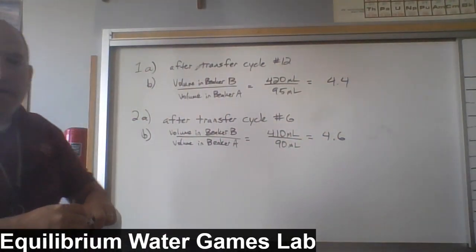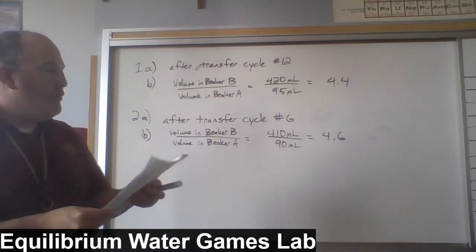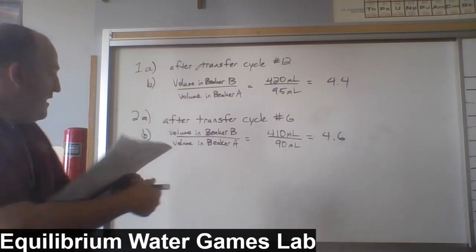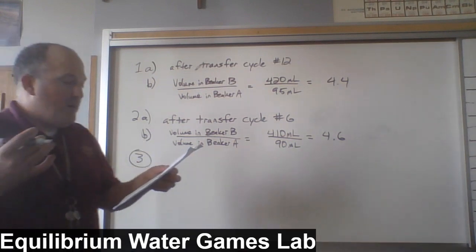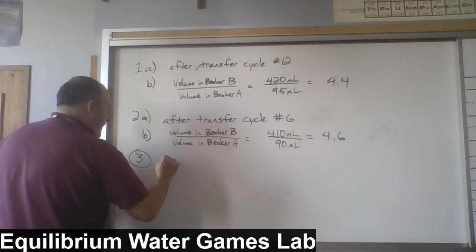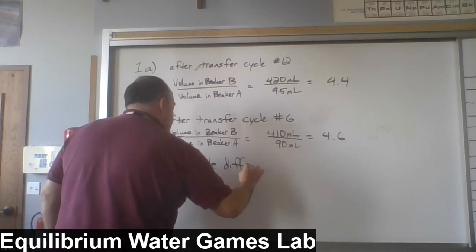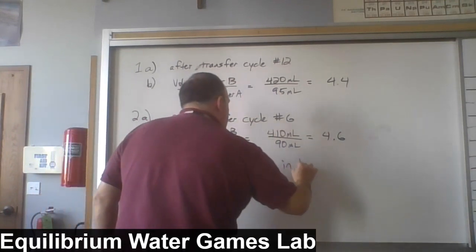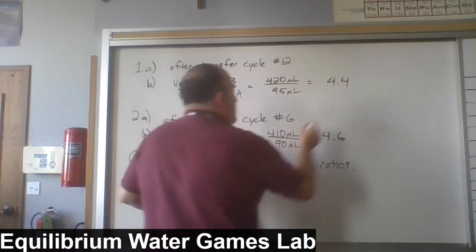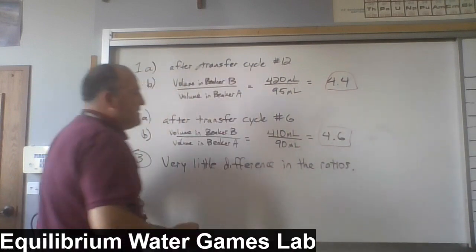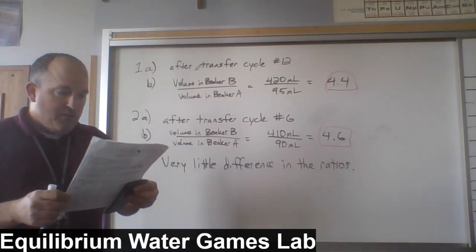Thank you. And I get 4.6 as the ratio. You don't need units for a ratio. So 4.4 as compared to 4.6. That's interesting. So question 3 is actually going to get us to compare your part 1 data to part 2 data. I would say there's very little difference in the ratios. In other words, this number is quite similar to that number. I mean, within 0.2. So that's quite good.